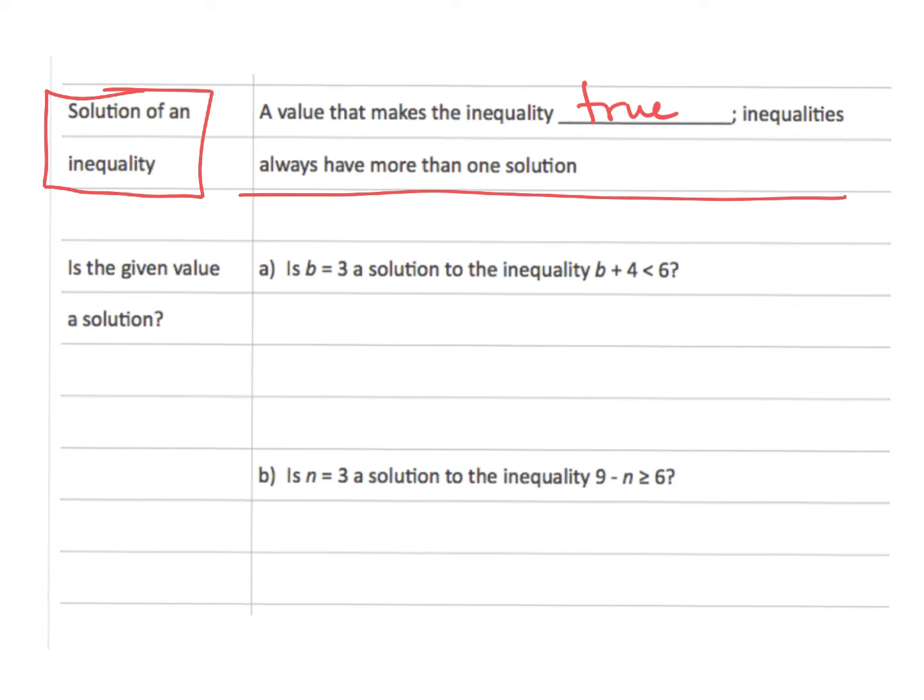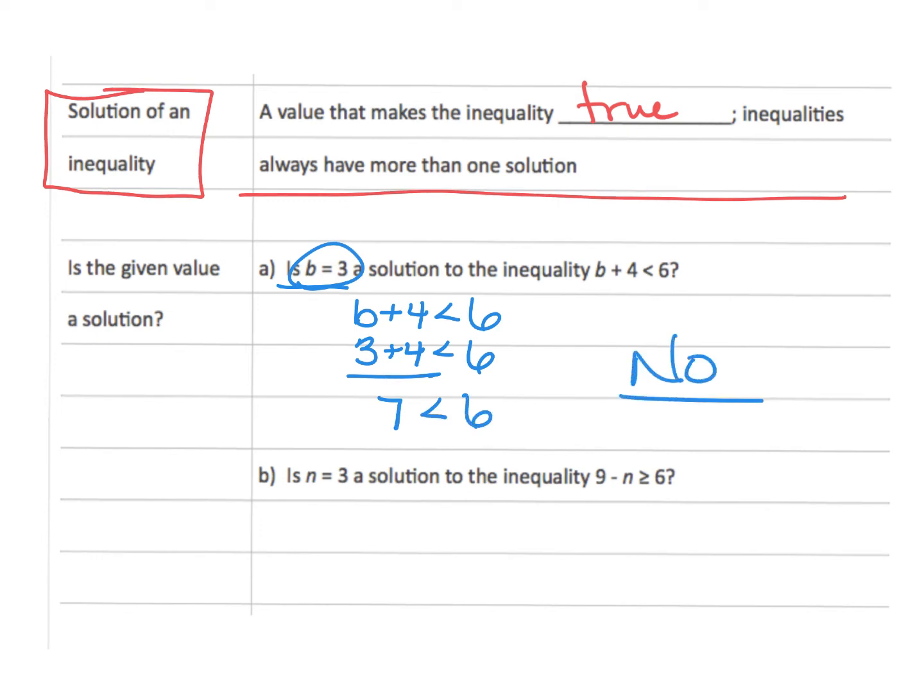Okay, let's do some examples. If b equals 3, is b equals 3 a solution to the inequality b plus 4 is less than 6? So here's how we're going to solve it. b plus 4 is less than 6. That's my inequality. I'm going to plug 3 in for b, so I'm going to rewrite it with the 3. What is 3 plus 4? That's 7. Is 7 less than 6? No. So I need two things: I need your work and I need a yes or a no.